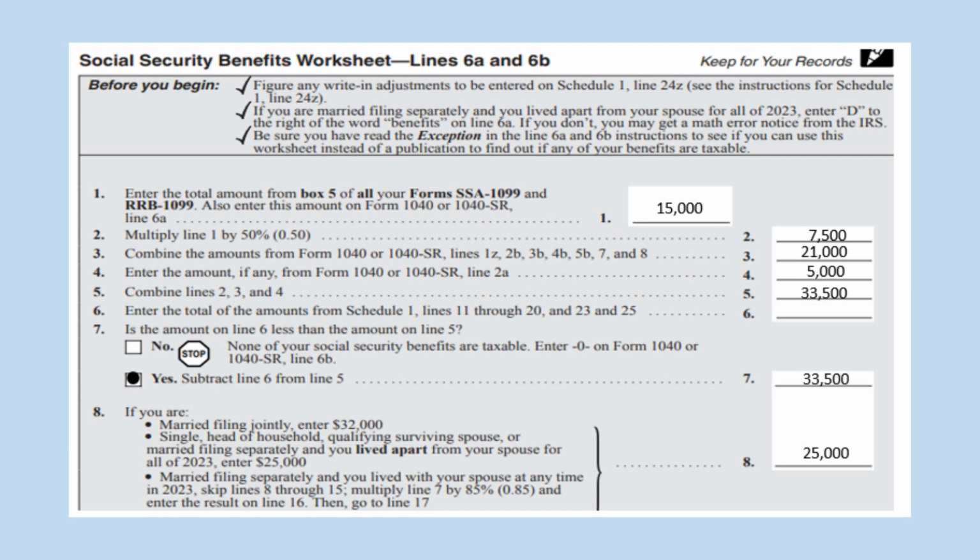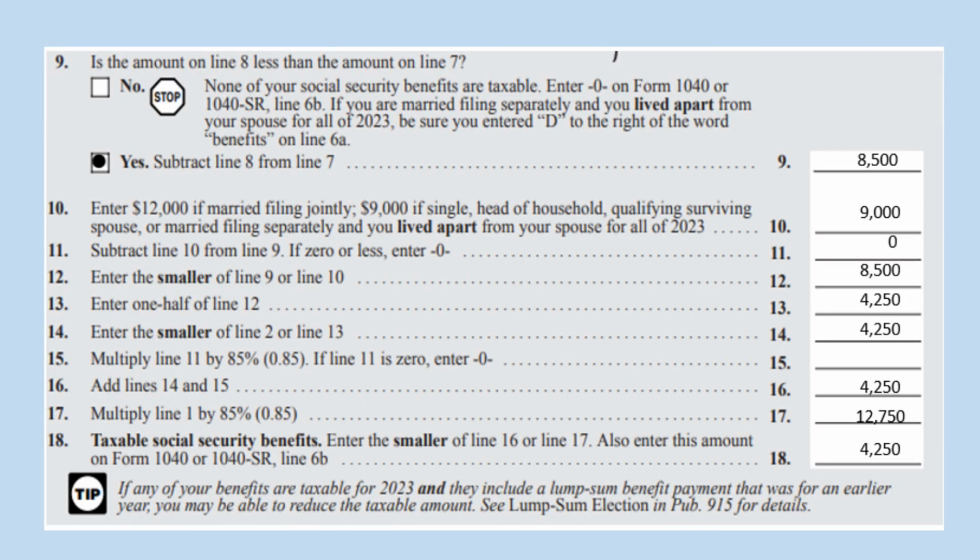On line 5, combine lines 2, 3, and 4 to arrive at $33,500. Line 6 will be 0 as you don't have any amounts from Schedule 1. Subtract line 6 from line 5 to arrive at $33,500 on line 7. On line 8, you will enter $25,000 because you are single. On line 9, subtract line 8 from line 7 to arrive at $8,500. On line 10, put $9,000 as you are single. Line 11 will be 0 as line 10 is more than line 9.